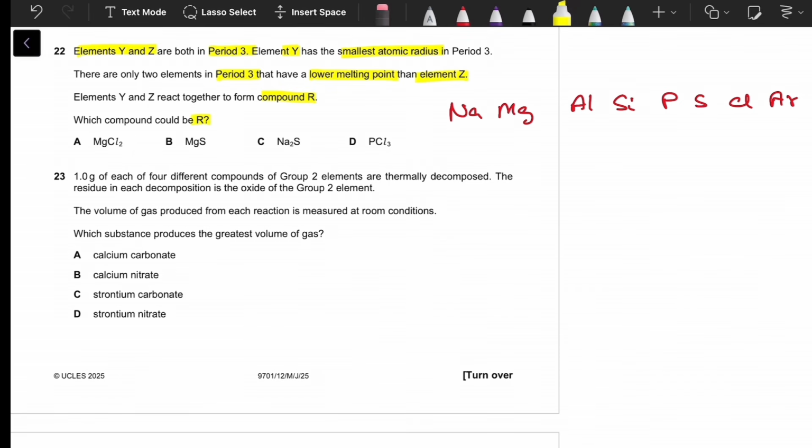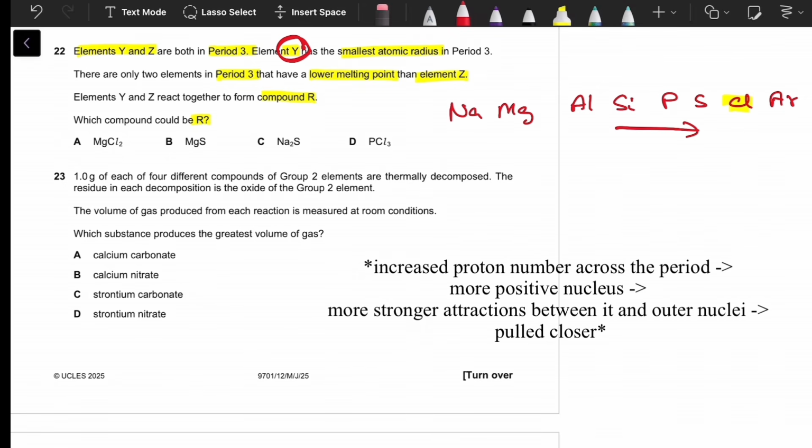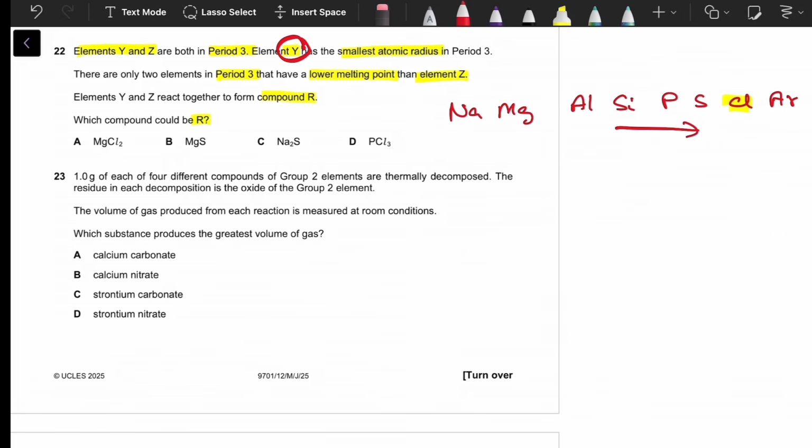Okay, so first of all, let's identify element Y. It says it has the smallest atomic radius for period 3, which is chlorine. Atomic radius decreases as we go across the period, ignoring unreactive argon because it doesn't really form compounds generally. The second one, element Z, has only 2 elements with a lower melting point than it. As you go across period 3, the melting point actually decreases. So the only atom in period 3 that would have 2 elements with lower melting points than it would be phosphorus. Therefore, we'd end up with PCl3, therefore the correct answer is D.